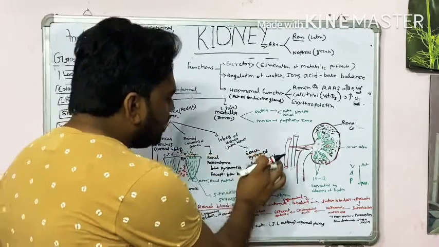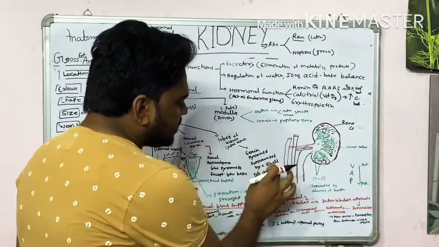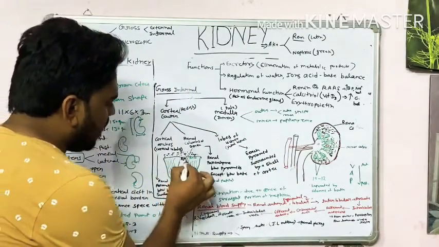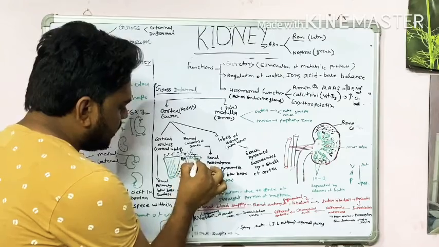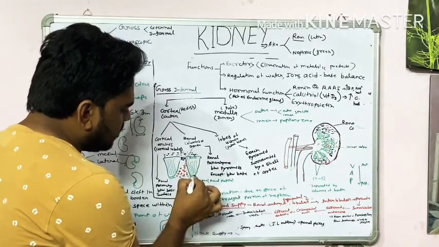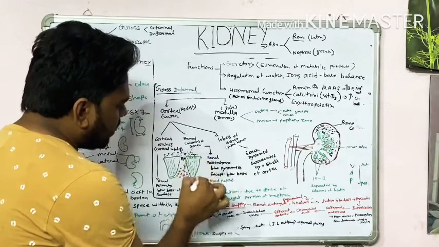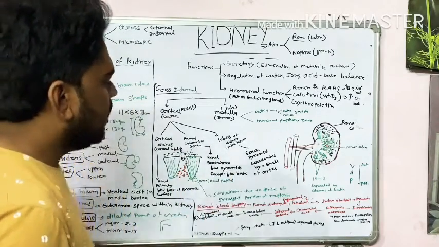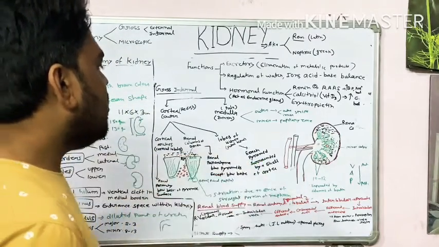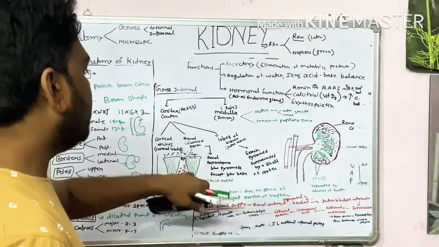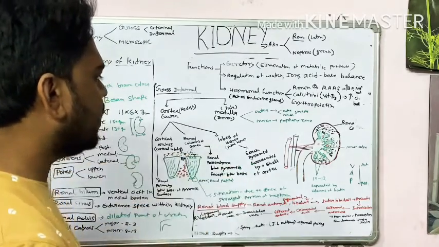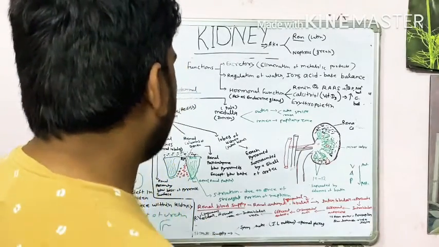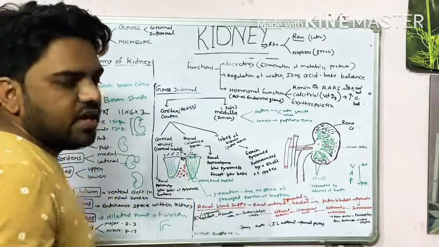Each pyramid surrounded by a cell of cortex is known as, suppose this is the renal pyramid, this is the base part, this is the apex part. This is surrounded by renal parenchyma, which is known as one lobe of the kidney. Renal lobes are seen only in fetal life; after that they regress.